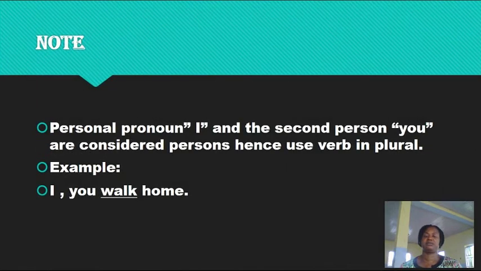Then the persons. We have the personal pronoun I and the second person pronoun you. These are considered persons. Hence they use what? A verb in plural. Regardless of the fact that they appear as one, they are considered persons, so they use a verb in plural. Let's look at the example. I or you walk home. So you don't say you walks home, you simply say I walk home, you walk home.